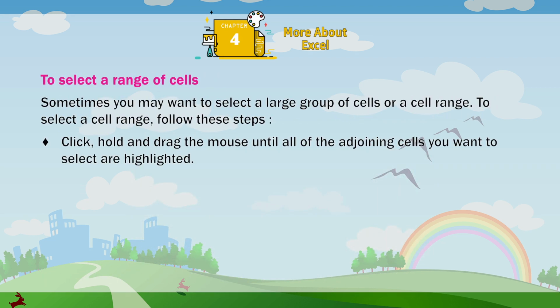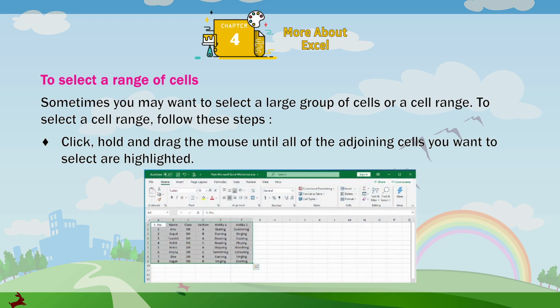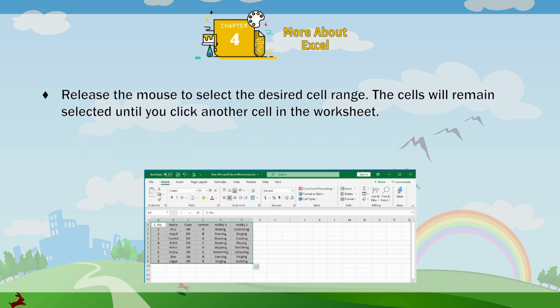To select a range of cells. Sometimes you may want to select a large group of cells or a cell range. To select a cell range, follow these steps. Click, hold, and drag the mouse until all of the adjoining cells you want to select are highlighted. Release the mouse to select the desired cell range. The cells will remain selected until you click another cell in the worksheet.